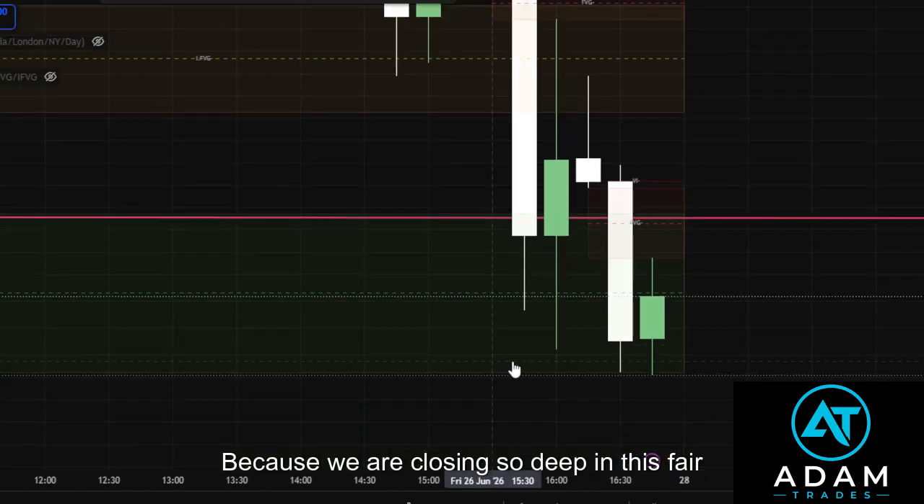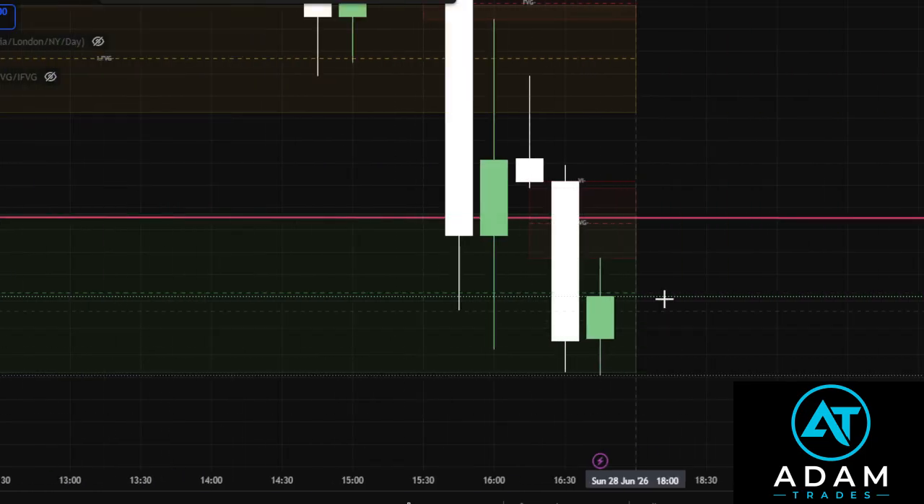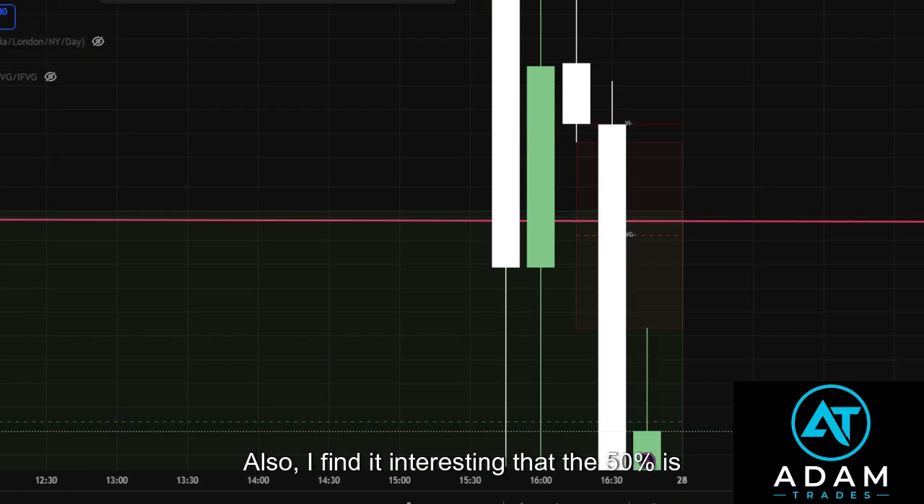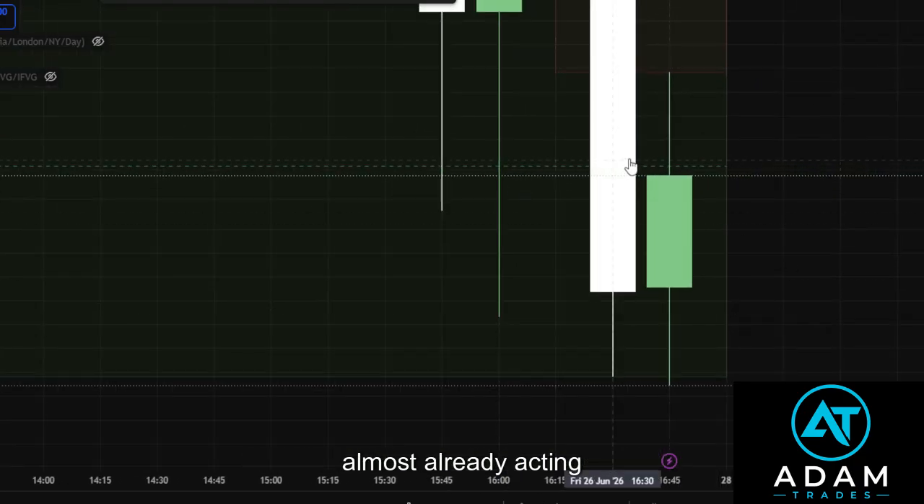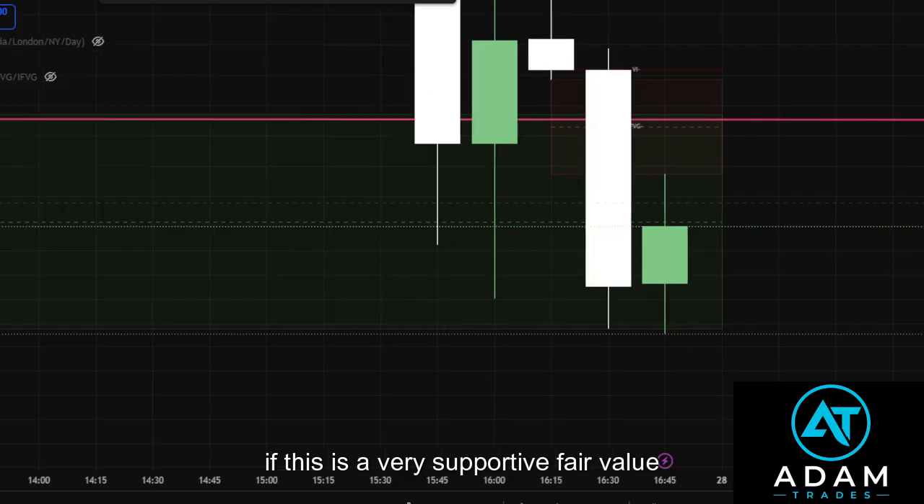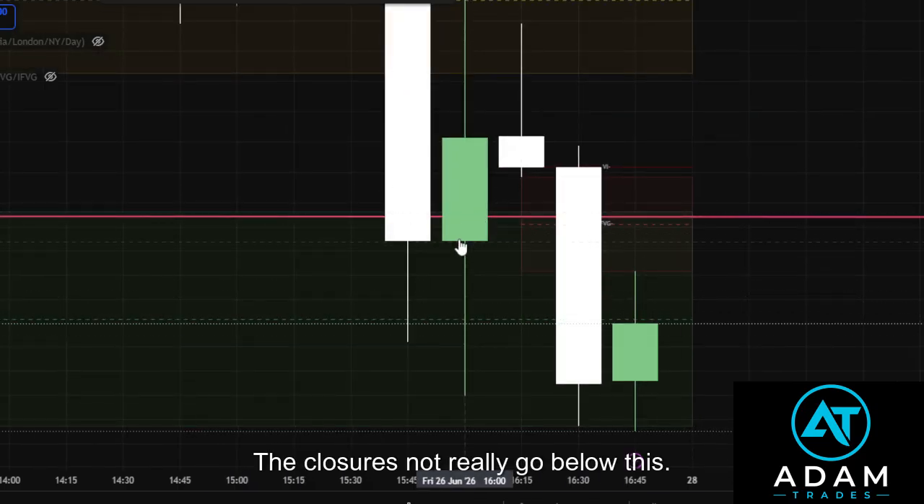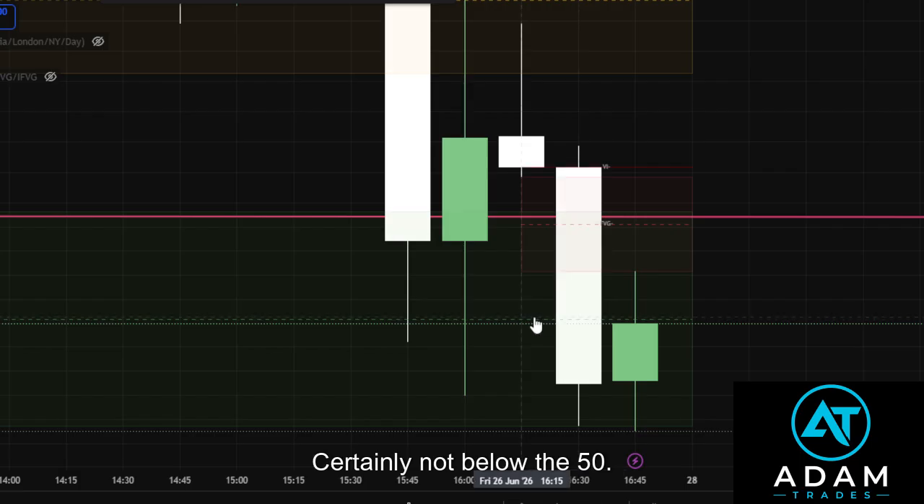Because we are closing so deep in this fair value gap, we are about to invert it, potentially. Also, I find it interesting that the 50% is almost already acting like an inversion. Why? Because it closed below the 50% of this. Again, if this is a very supportive fair value gap, I would have wanted to see the closures not really go below this. Certainly not below the 50.